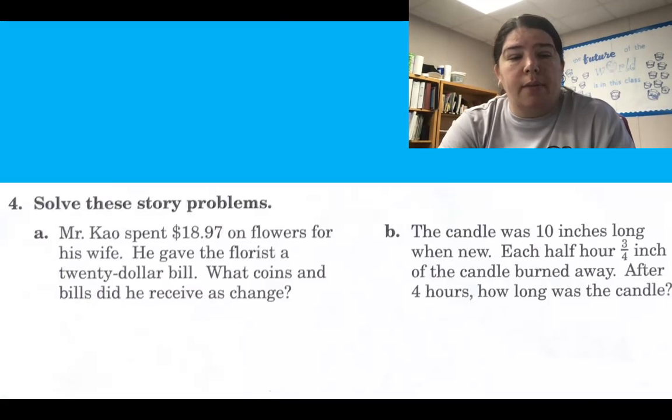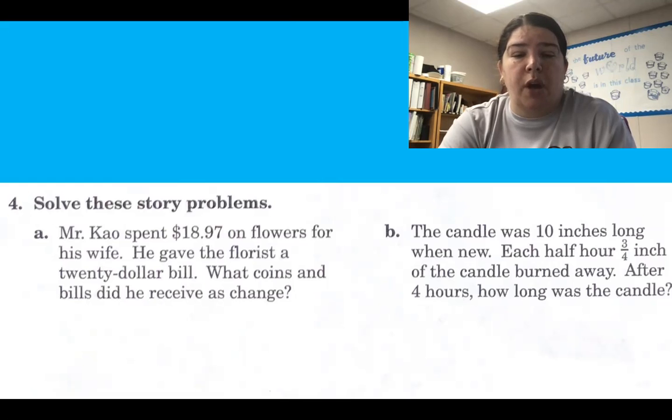All righty, here we have two story problems and then we'll let you go for the day. Mr. Cow spent $18.97 on flowers for his wife. He gave the florist a $20 bill. What coins and bills did he receive as change? So think about it. Remember, we're going backwards. We have $20. We're going to subtract $18.97. And then we're going to see what coins and what dollar bills he should get back.